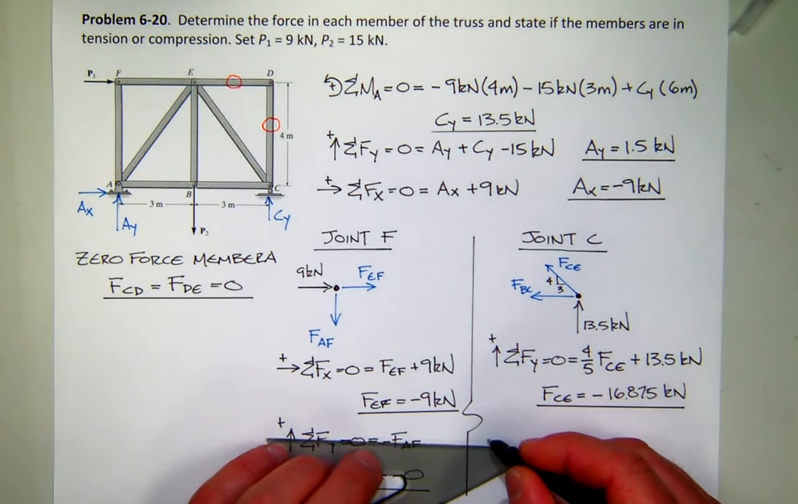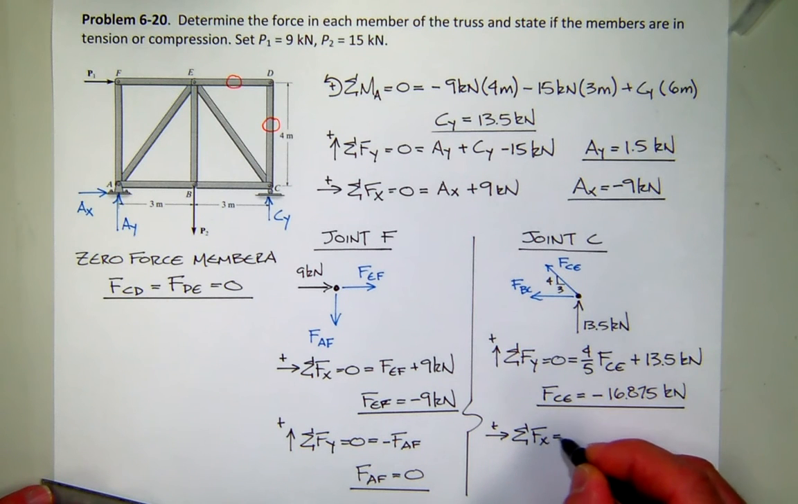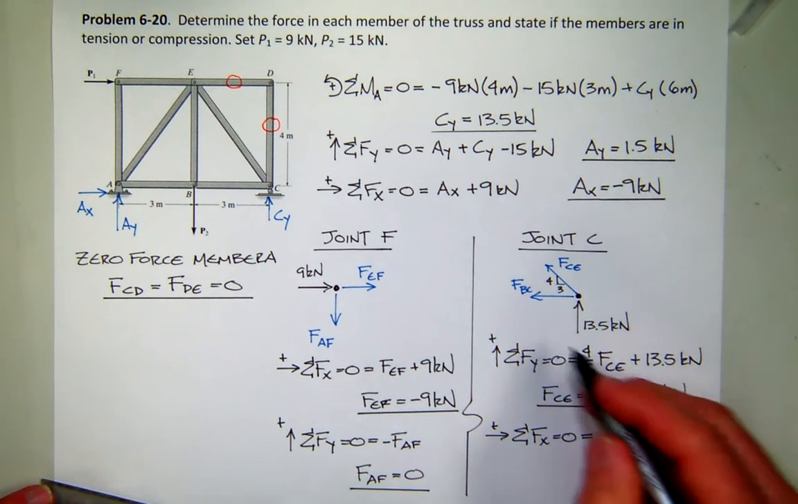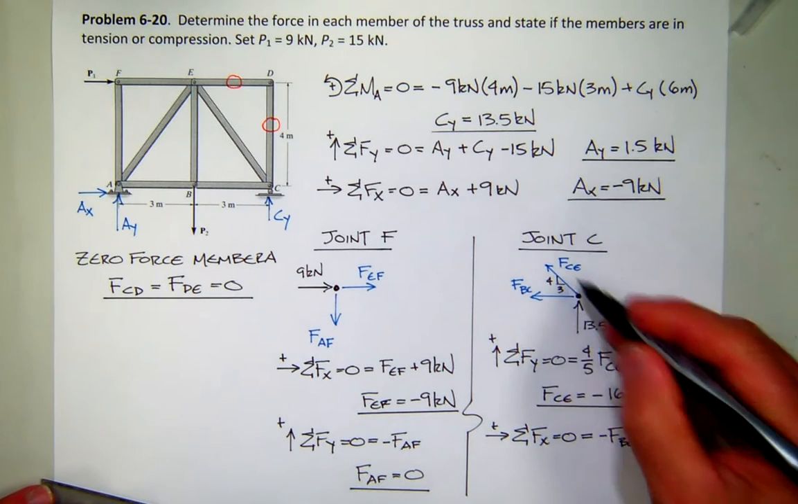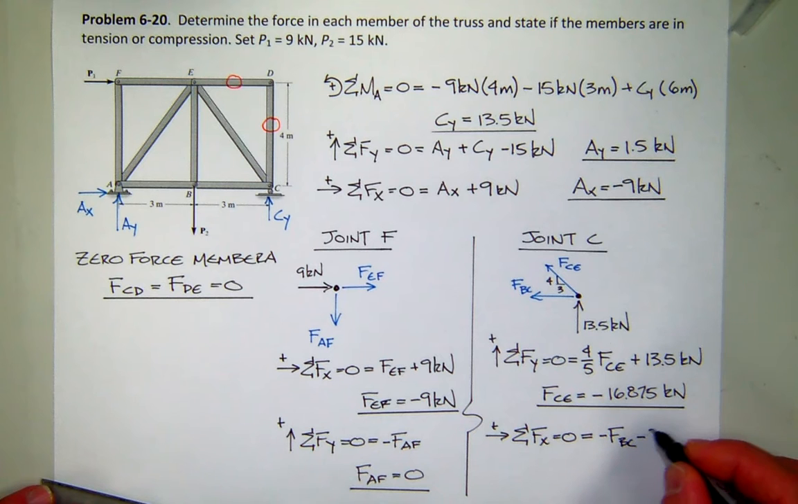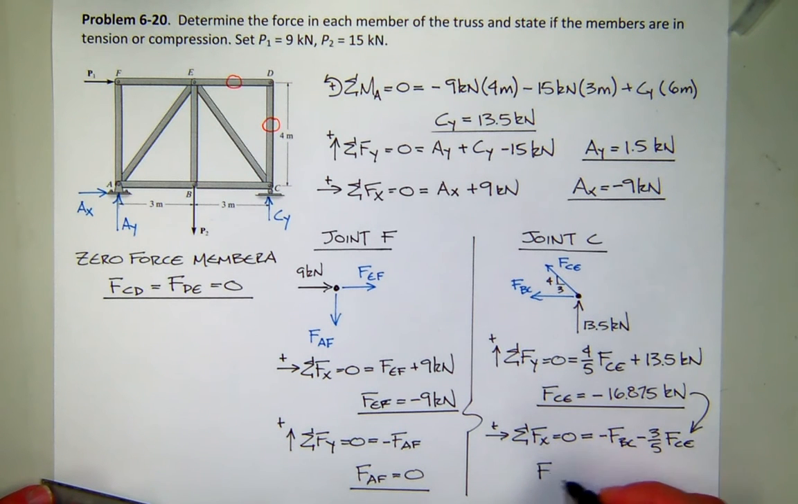And then we'll finish it off by summing forces in the x direction. In this case, we have force BC acting to the left, negative, and then 3/5 of the value we just found, also acting to the left. So if we plug that value into there, we should be able to find the force in BC. It looks like it's going to be positive. I think. Yeah. The negatives cancel.